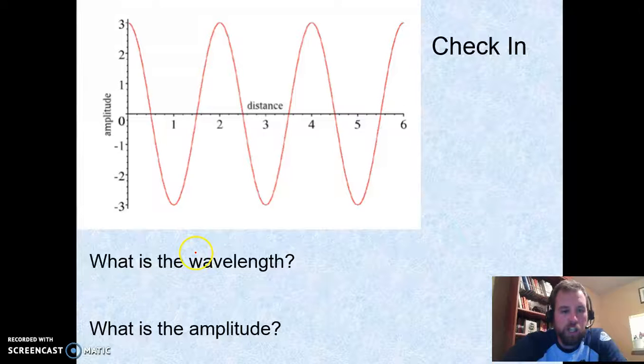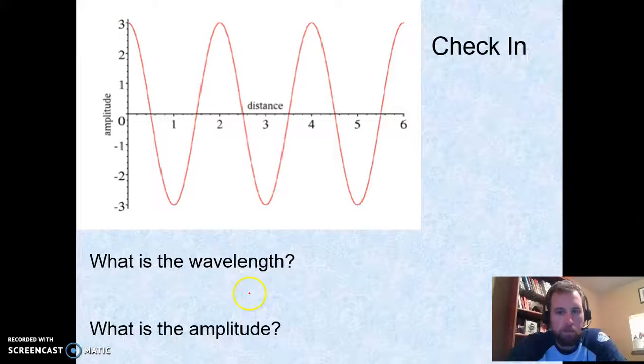Okay, here's a quick check-in for you. What is the wavelength and what is the amplitude? Taking your notes that you just took, what would you say the wavelength is and the amplitude? So the wavelength here, again, if we go from crest to crest, here to here, pretty simple, 0 to 2, we would say the wavelength is 2.